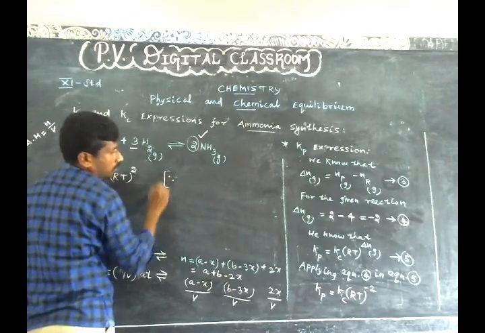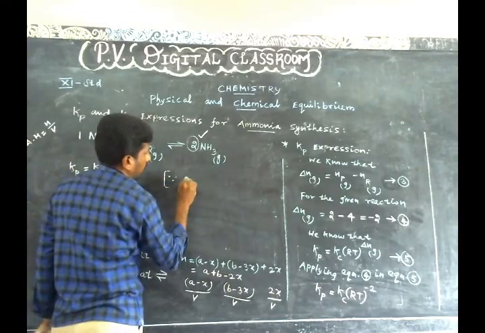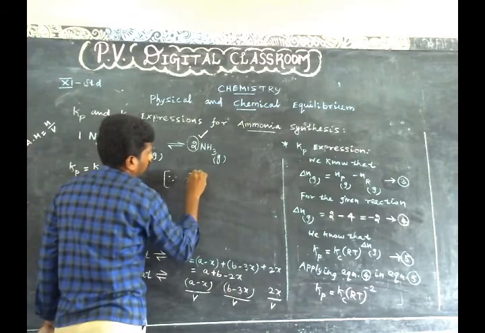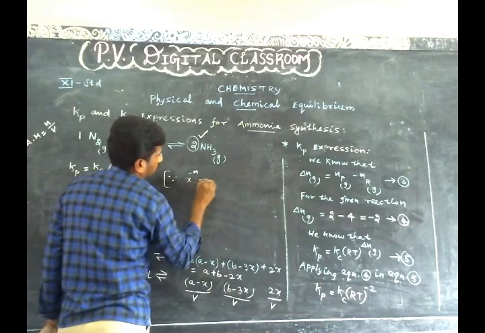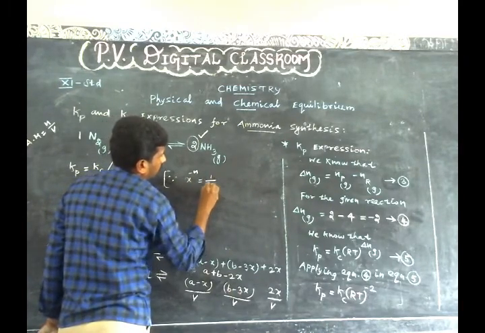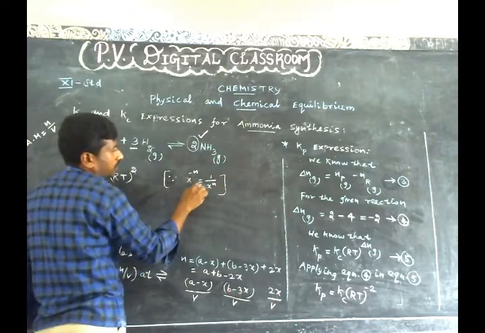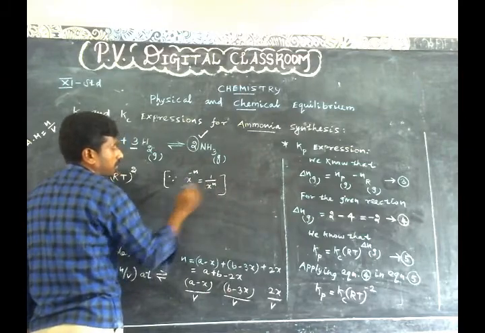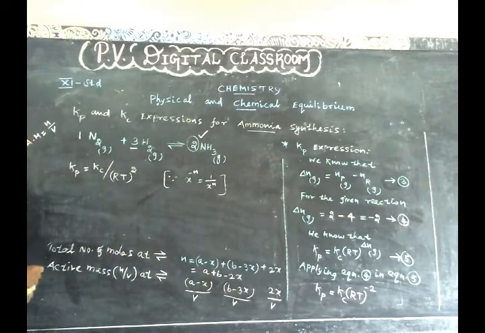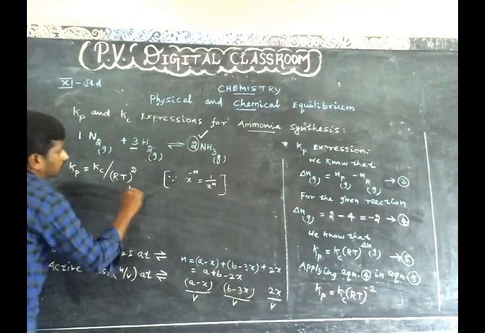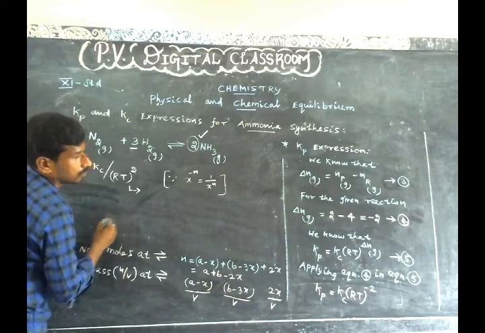Since x power minus n is equal to 1 by x power n. This is equation number 6.